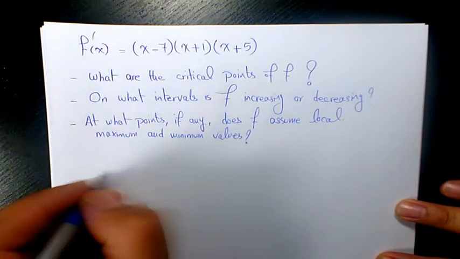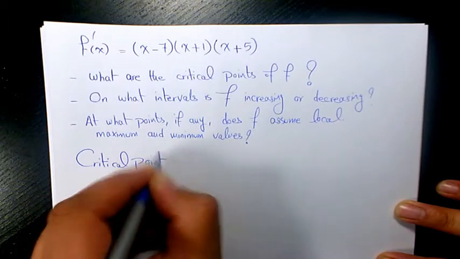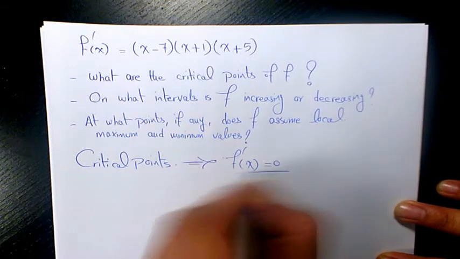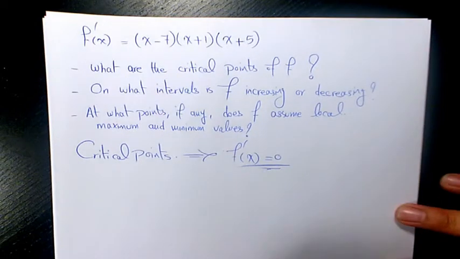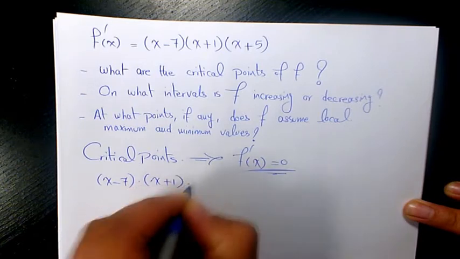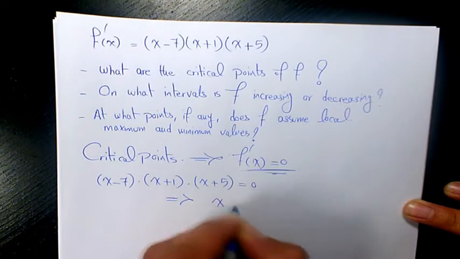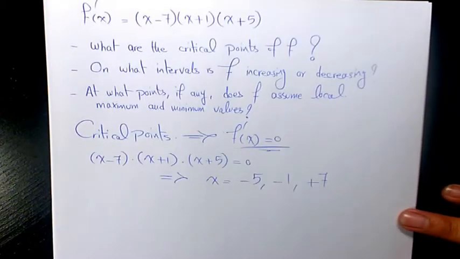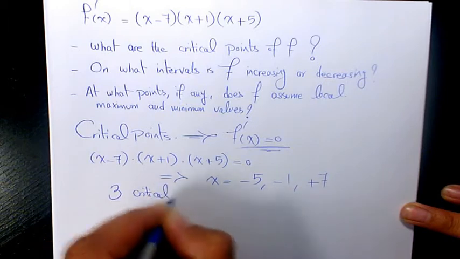We need to find out the critical points. Critical points, it's saying that when f prime is 0, the roots are going to be the critical points, those points that make f prime equal to 0. So we have for this example x minus 7 times x plus 1 times x plus 5 equals 0. So the roots are going to be negative 5, negative 1 and positive 7. So we have 3 roots or 3 critical points.